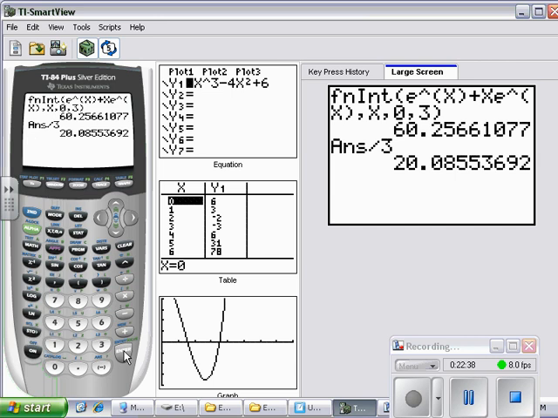Either way, you're right. If you're asked for average velocity, there are two ways. If average acceleration, there would also be two ways. If you have acceleration, you got a formula, take the definite integral of it over b minus a. If you have velocity, do the v of b minus v of a over b minus a.